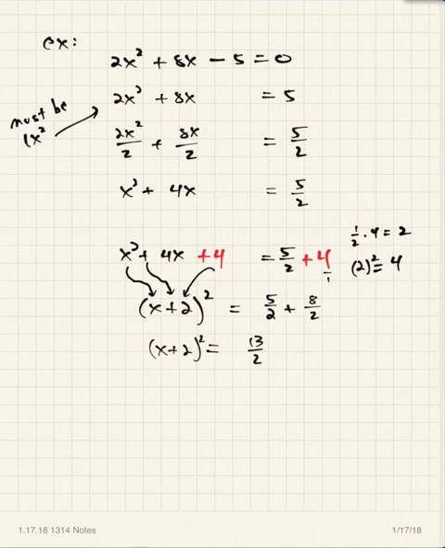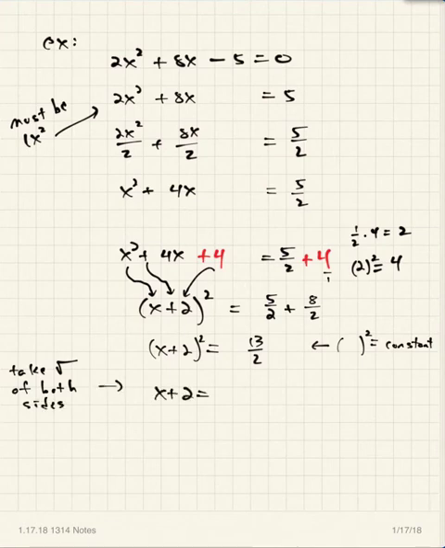And then you take the square root of both sides of the equation, because this is now in the form something squared equals a constant. Right? Remember, that's what you're trying to do, is get the equation to look like that. It is something squared equals a constant. And so now you take the square root of both sides of the equation. So when I do that, I get x plus 2 equals, don't forget the plus or minus, and then this is the square root of 13/2.